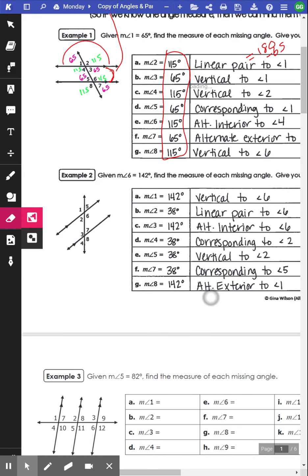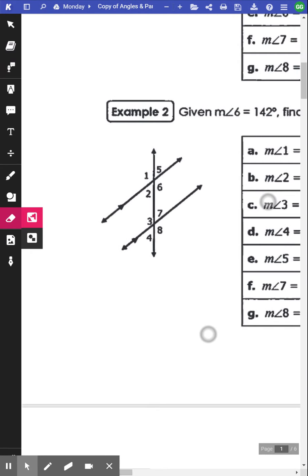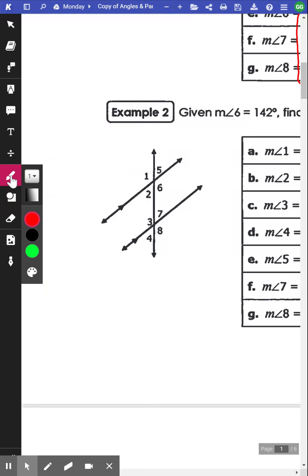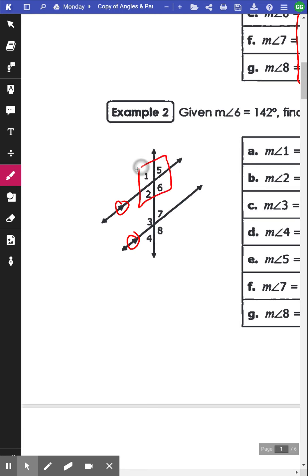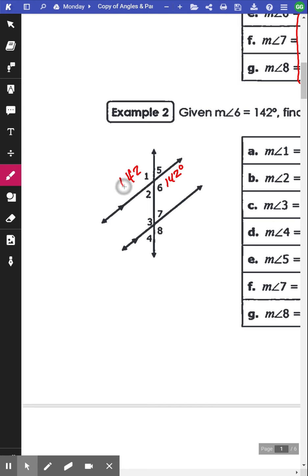All right, let's look at example 2. We know they're parallel. So right off the bat, because they are parallel, I know that this set of angles is going to be the exact same as these. They are going to be congruent to each other. They give us automatically angle 6, which is 142 degrees. Angle 6 and angle 1 are vertical, so this one's 142.